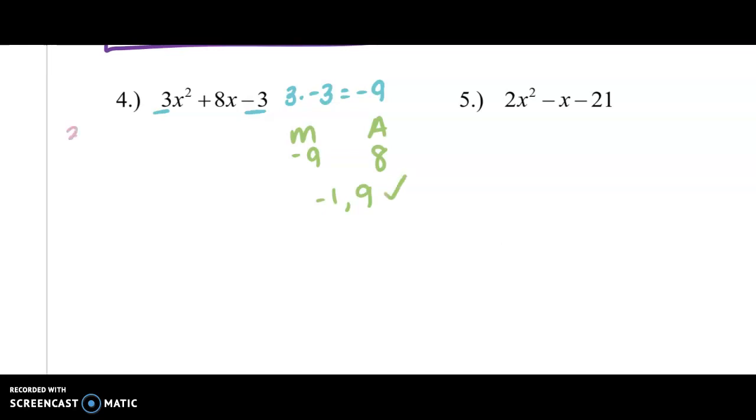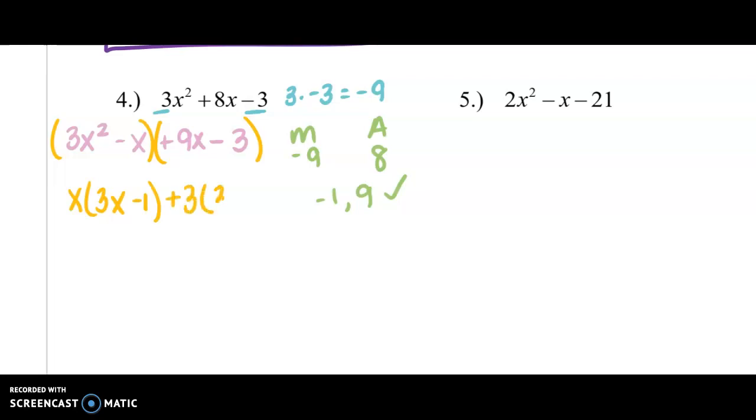So I can rewrite this. So 3x squared minus x plus 9x minus 3. And then I can go ahead and group from there. Again, just replacing that middle linear term of 8x with the two factors that I figured out. So from there, the first one, I can take out an x, so I'd be left with 3x minus 1. And the second set, I can take out a +3, and I'd be left with 3x minus 1. So my final answer, 3x minus 1 times x plus 3.